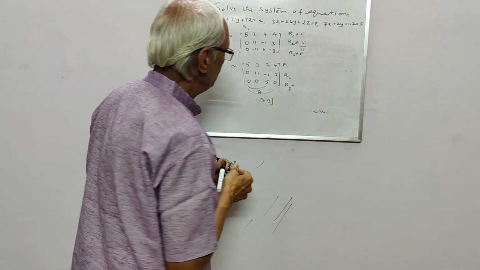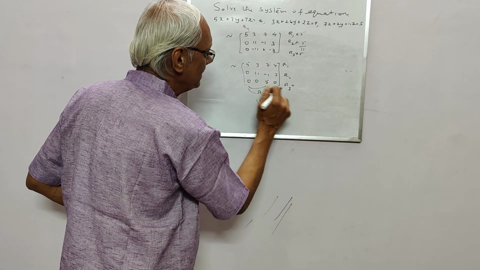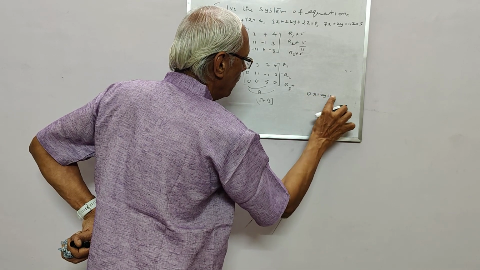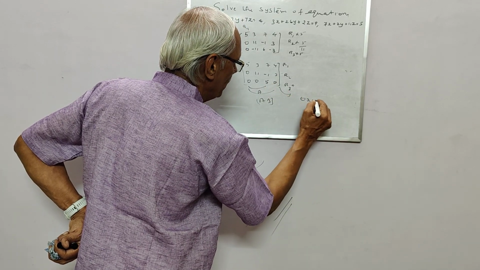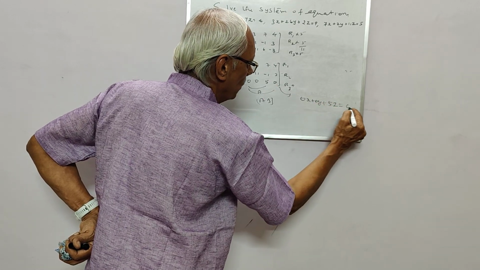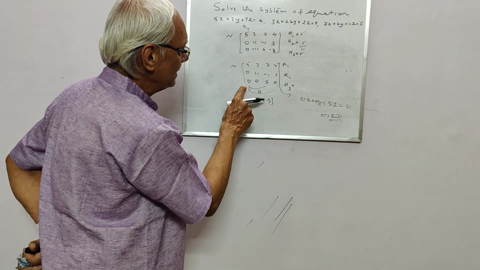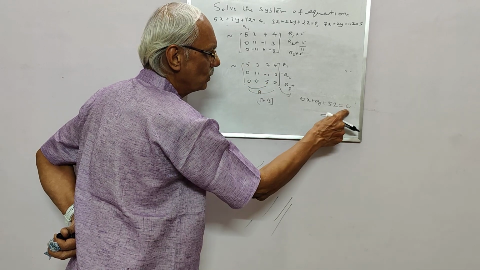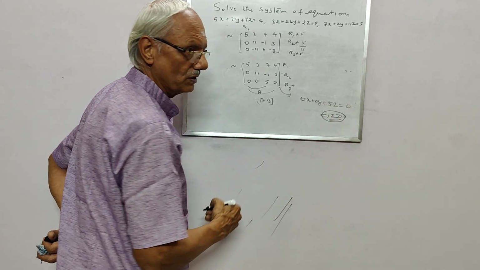See, this is your z place. This row will mean 0x plus 0y plus 5z is equal to 0. Can you understand? From this last row you can write 0x plus 0y plus 5z is equal to 0. That means 5z is equal to 0, so z is equal to 0. I am getting the solution.